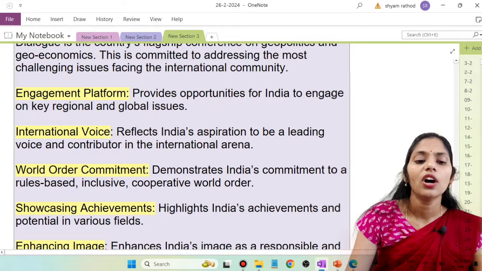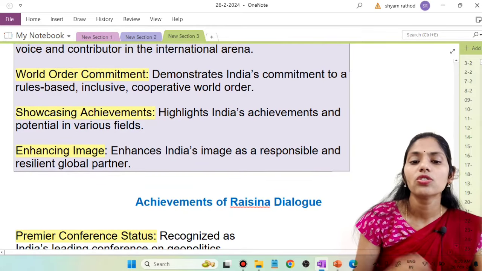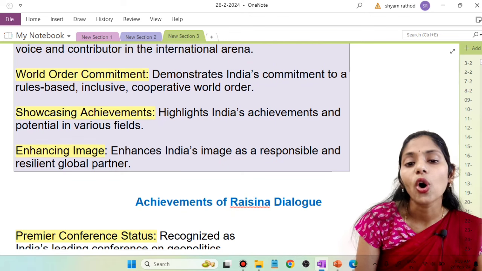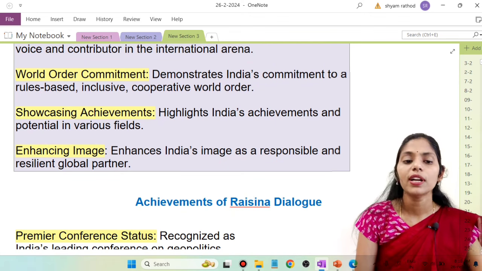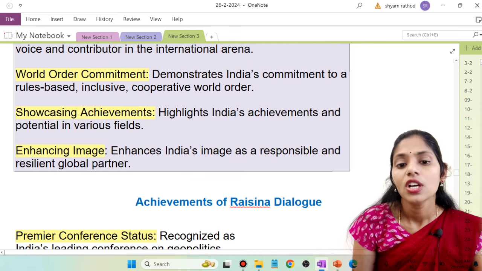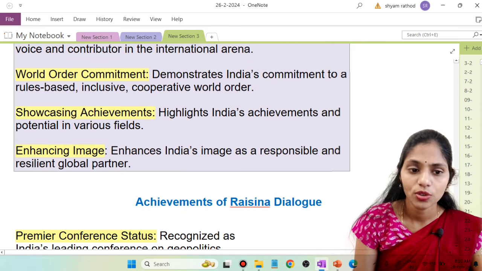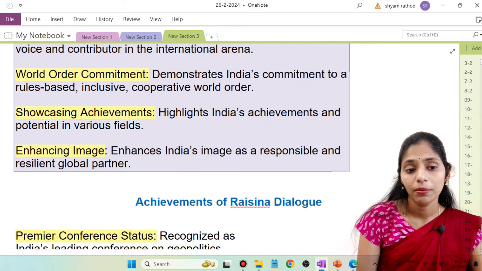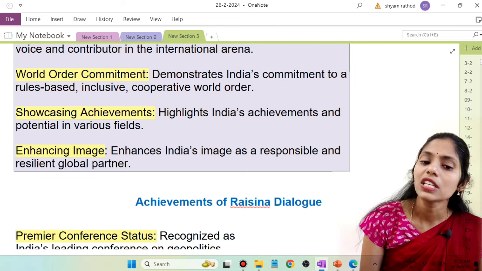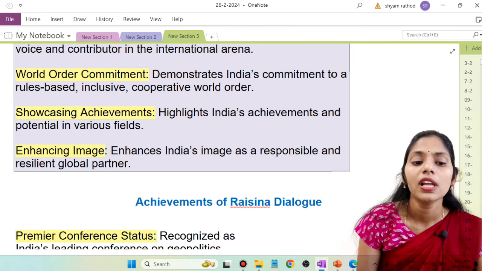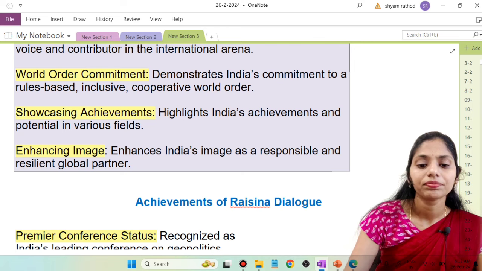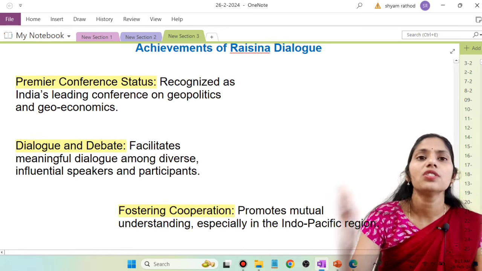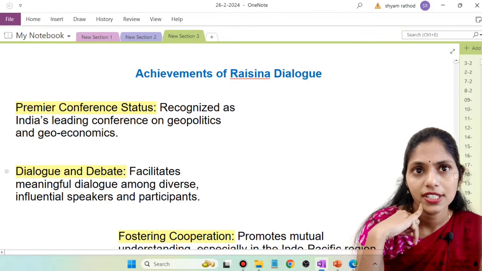Next is world order commitment: it demonstrates India's commitment to a rule-based, inclusive and cooperative world order. It also highlights India's achievements and potential in various fields, and enhances India's image as a responsible and resilient global partner. If we talk about the achievements of the Raisina Dialogue, the first one is its status as one of the premier conferences.